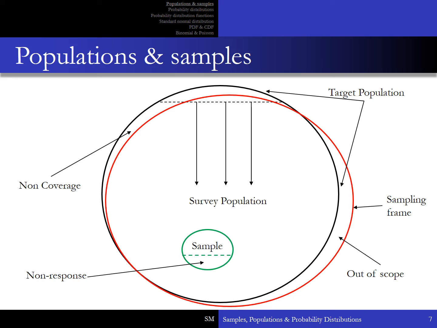You might think it should be a straightforward thing to draw a sample from a population in order to use the information in the sample to make an inference about a characteristic in the population that you're interested in. But in practice, this is not always the case, and this graphic illustrates some of the difficulties.